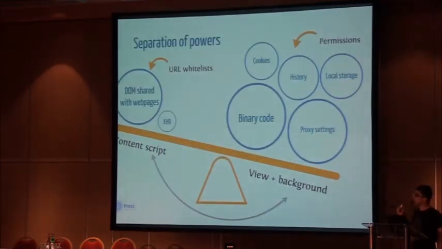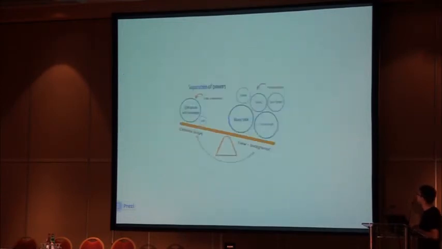So to sum it up, there's a kind of separation of powers when it comes to the architecture of Google Chrome extensions. On the left side, you have content script, which has only access to the DOM and to the XHR object. And on the right, you have much more powerful components, which get access to all these interesting APIs, including the binary code in the form of NPAPI plugins. And between them, of course, there's only exchanging of messages. This right side is limited by permissions, and this left side is limited by a URL whitelist, because the extension doesn't run on pretty much any page. It's also defined in the manifest.